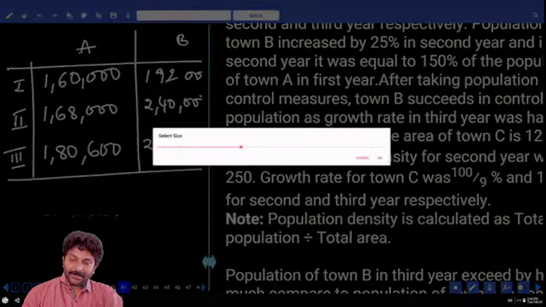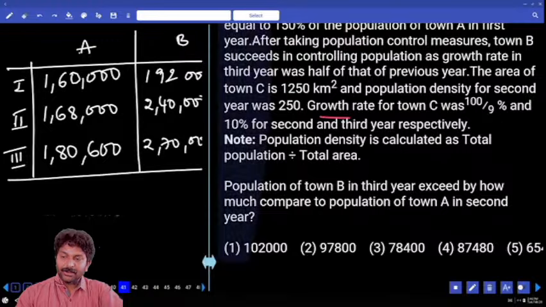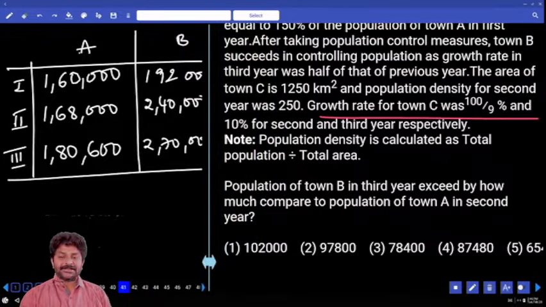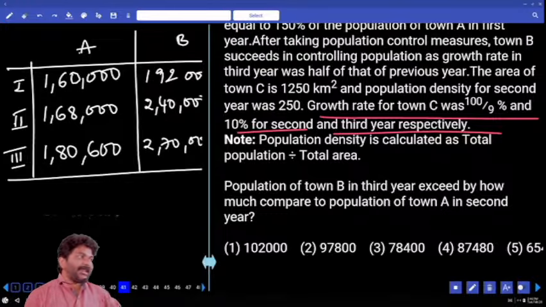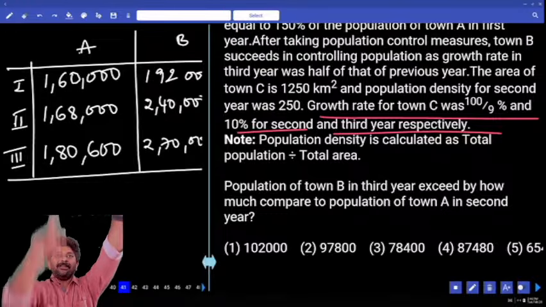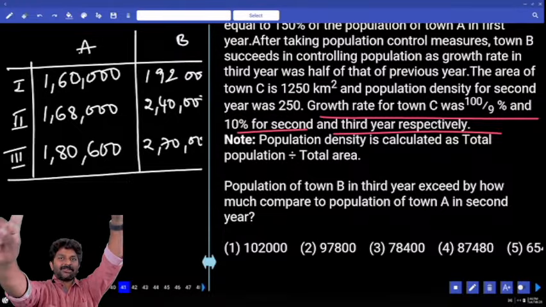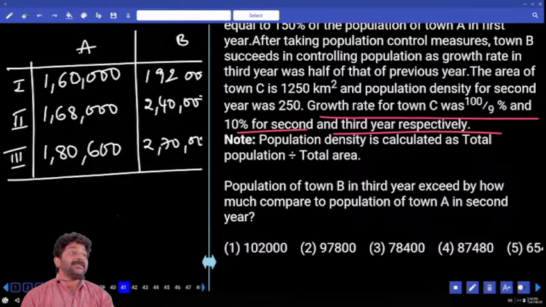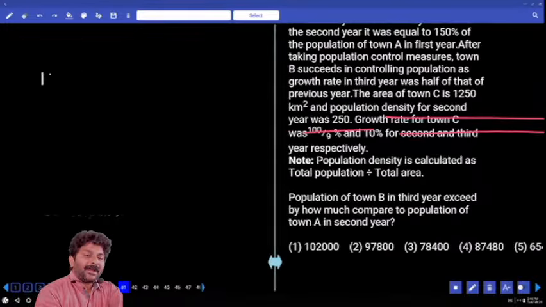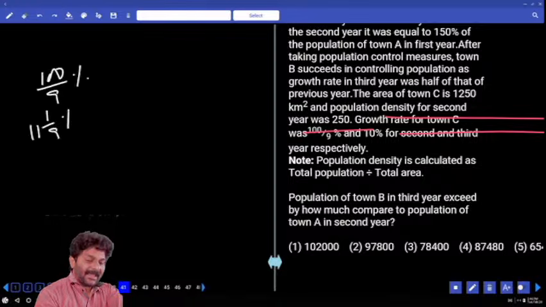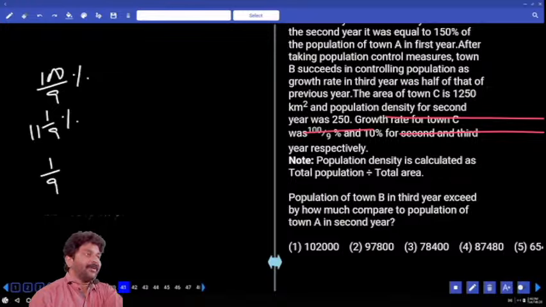100 by 9 percentage. Here it is. Growth rate for town C was 100 by 9% and 10% for second and third year respectively. Yes? What do you mean by 100 by 9%? 1 by 9 only? Fractional form, 1 by 9. So if the initial number is 9 parts, 1/9 should increase. That means 1 part should increase, and second year it becomes 10 parts. 100 by 9% means in fractional form 1 by 9.